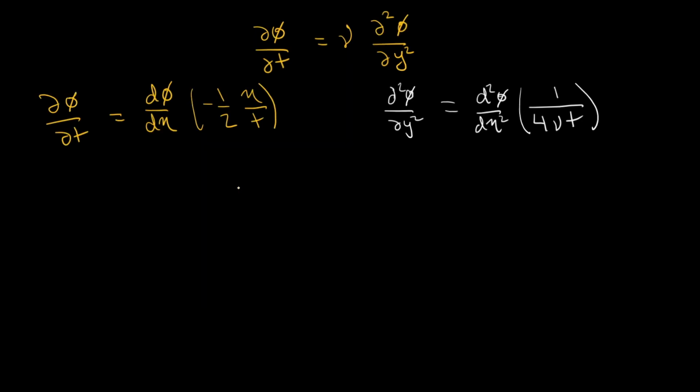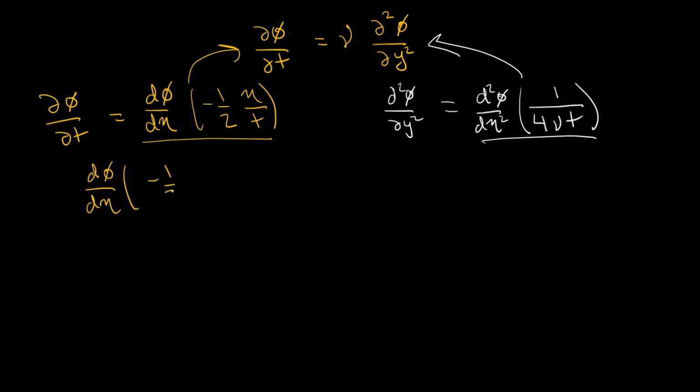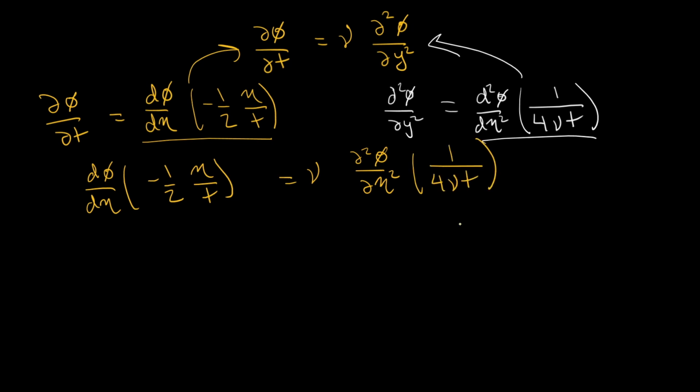I've written down the key results from the past few slides, and now we're basically just going to plug in this term here for the first derivative, and this term over here for the second derivative, and hope that all of our t's and y's cancel out, and we're just left with phi's and etas. So first, let's write this down and see what happens. d phi d eta times minus 1/2 eta over t equals nu d squared phi d eta squared times 1 over 4 nu t. And already maybe you'll see that we can cancel some of these terms out.